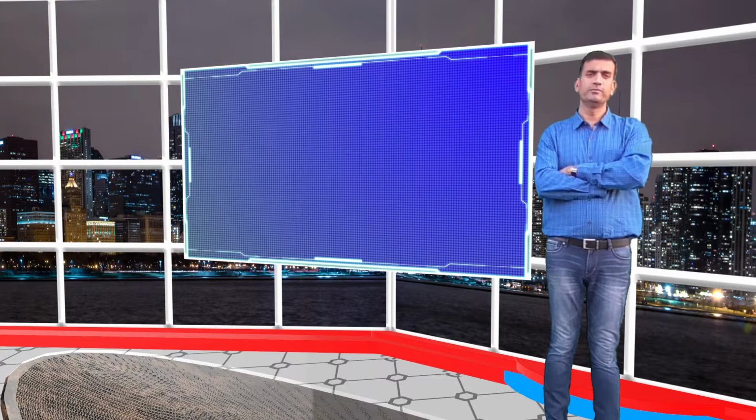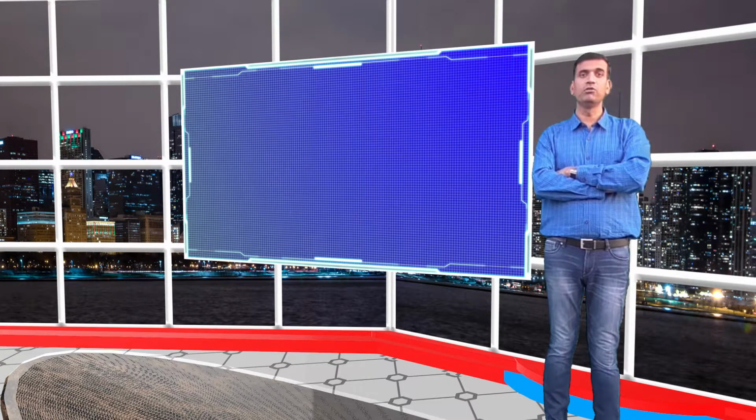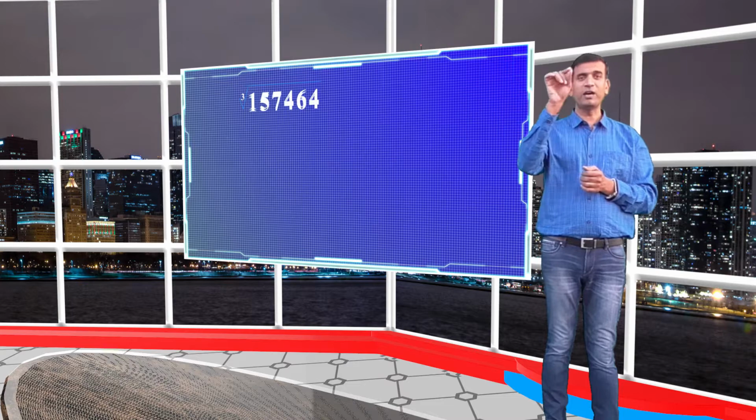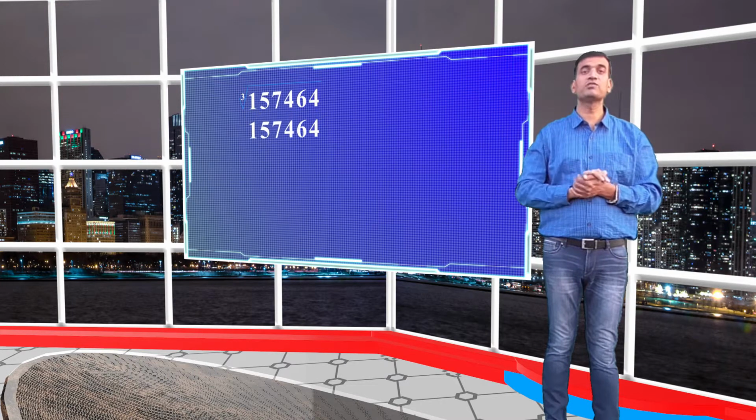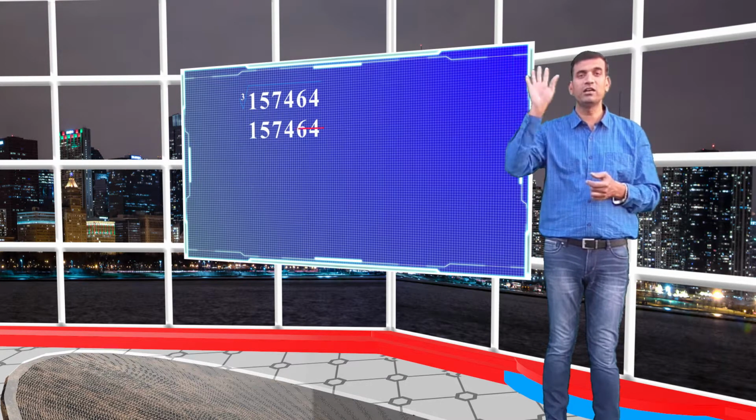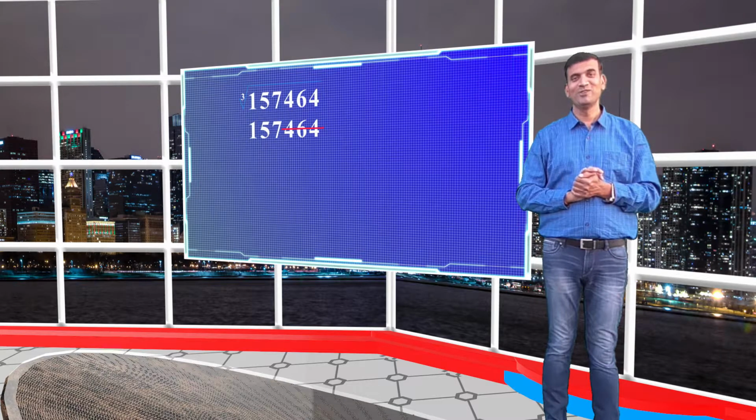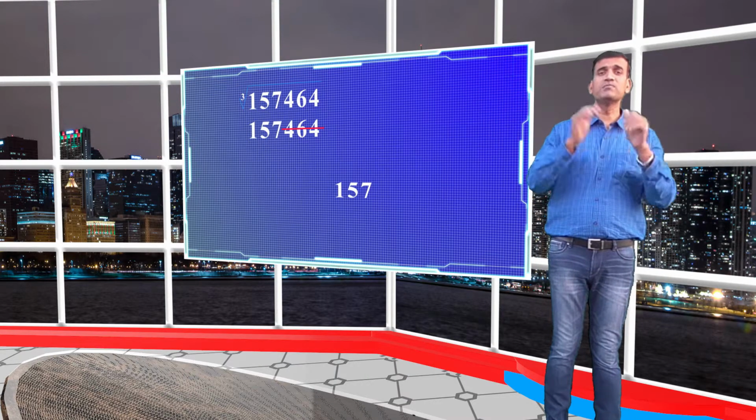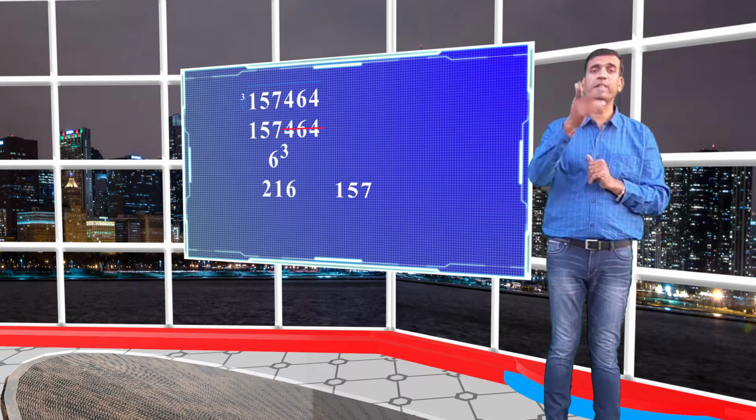Let us suppose 54 cubed. How do we find that the cube root is 54? We take the cube of 54, which is 157464. The last 3 digits are 464. Eliminate the last 3. Now the remaining part is 157.